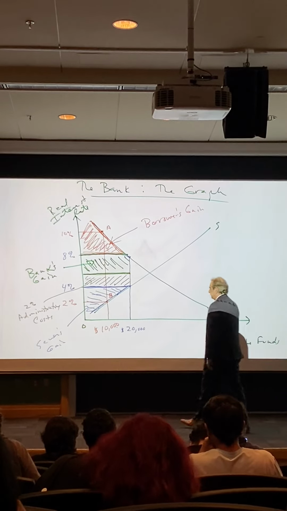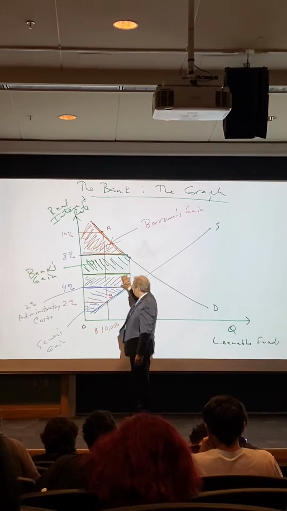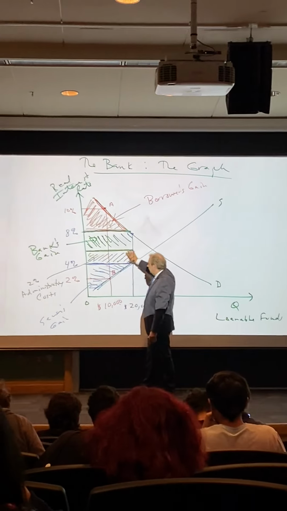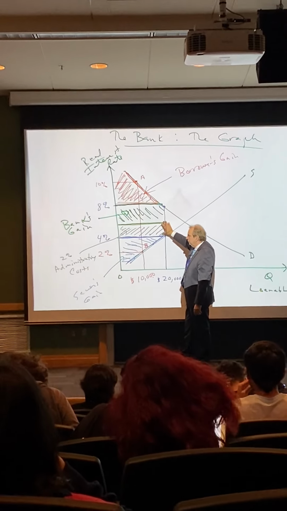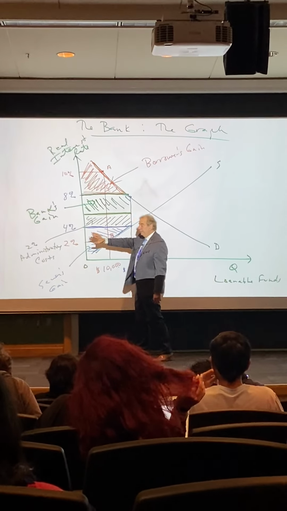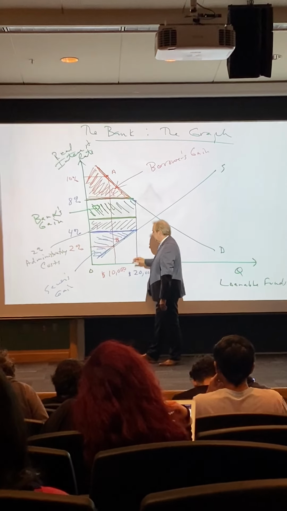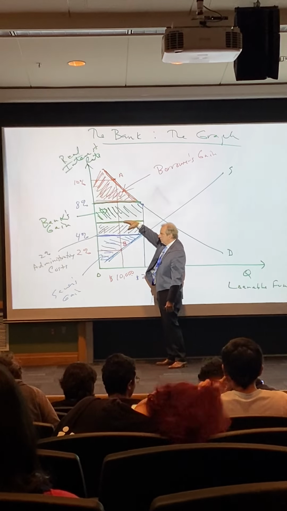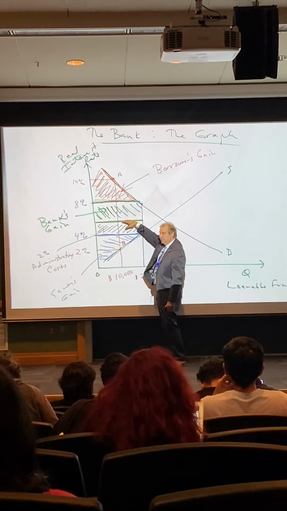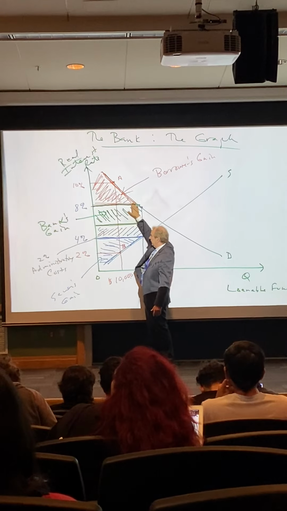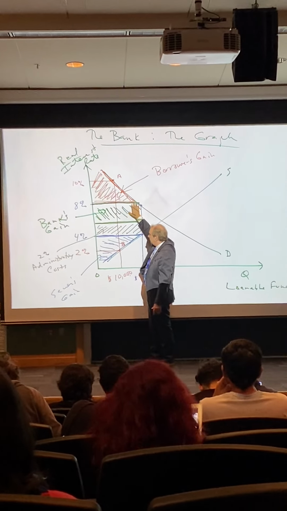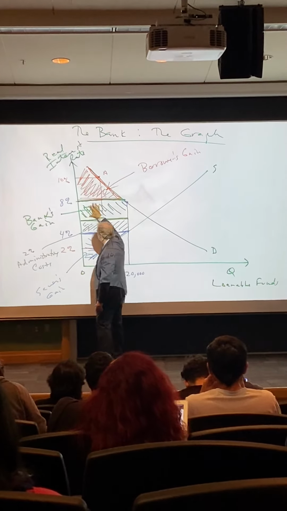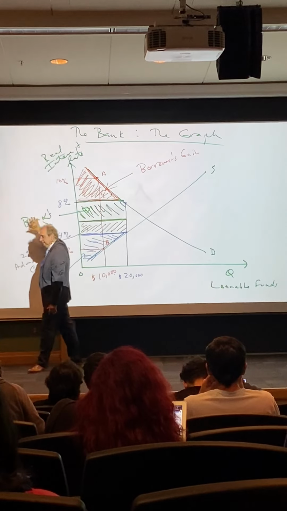So I'm going to just say, for the sake of argument, let's say that's 2% of that volume of lendable funds has to go to just paying for the operation of the bank. So now watch what you got. You got a cost of funds of 4%. You got a 2% cost of loan processing on these loans. And you're going to charge 8% across the board on all the loans. So this right here is the bank's gain.